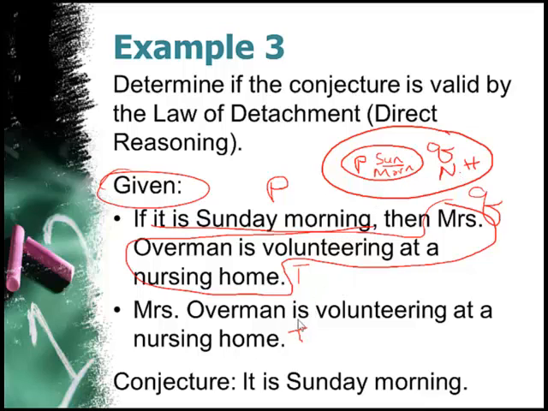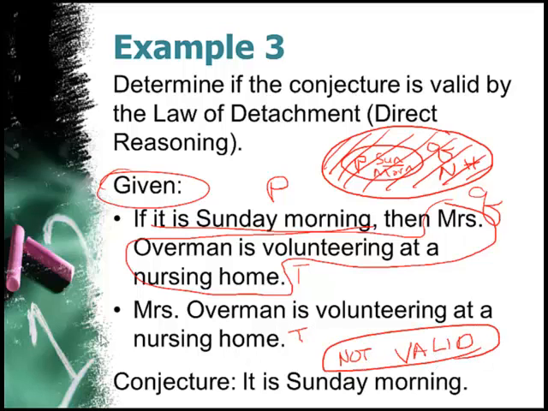All right. Well, the other thing they tell you that is true, they say I am volunteering at the nursing home. Well, that means I'm in Q. I'm in this whole big area right here. Does that mean it has to be Sunday morning? No, it could actually be a different morning. And in fact, I do volunteer sometimes on Saturday mornings. So this is not a valid argument, not valid. Because what we're saying is I'm giving you Q, I'm not giving you P. So you can't assume because of Q, then P.